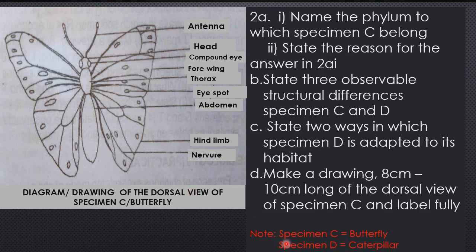Now, state two ways in which specimen D is adapted to its habitat. We know that specimen D is the caterpillar. How is it adapted to its habitat? Where is the habitat of specimen D? That's the first question that should go to your mind. The caterpillar lives in a garden on citrus leaves. It feeds on vegetables, leaves, and fruit.